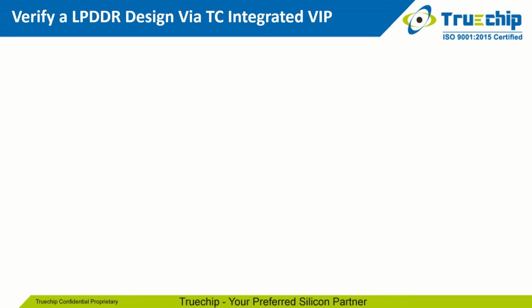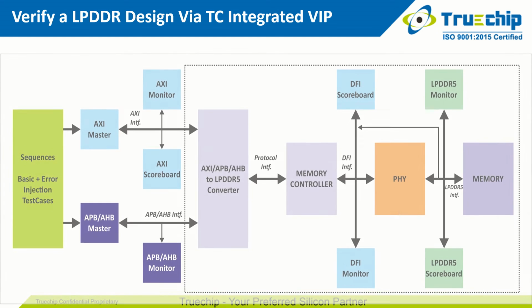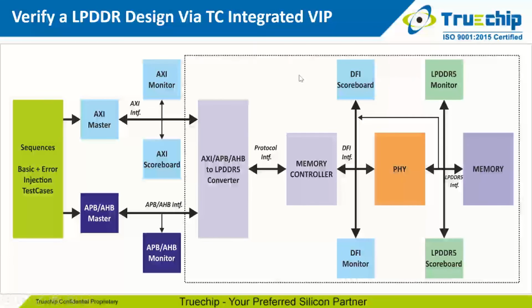Now, let's talk about how we can verify LPDDR design using a TrueChip integrated VIP. Here you can see the architecture of the LPDDR5 TrueChip VIP. From the left-hand side, it starts with the sequences with basic plus error injection test cases block, through which transactions of AXI are transmitted to the AXI master, and transactions of AHB and APB to the APB and AHB masters, which are in sky blue and dark blue colors.